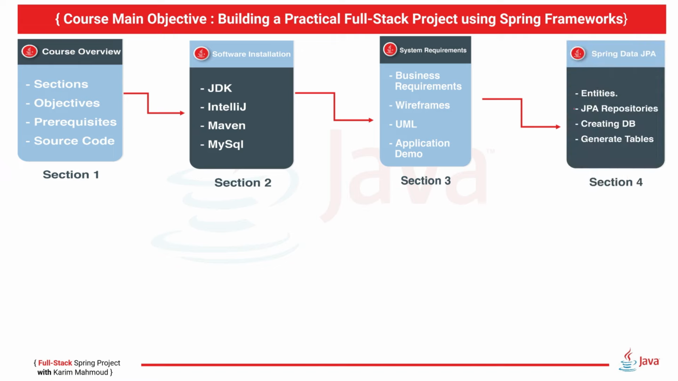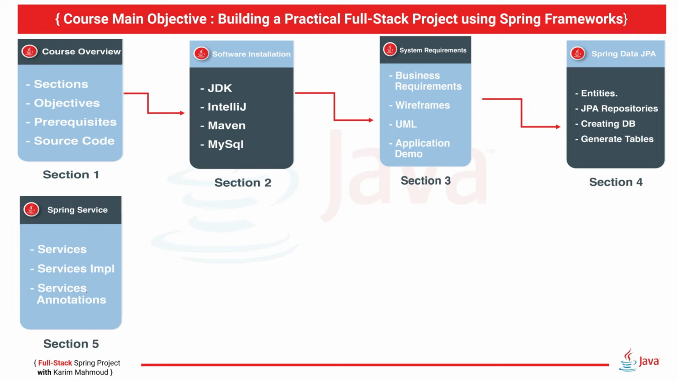Starting with the fourth section, we'll begin the implementation of the model layer, or the database layer, using Spring Data JPA, and we'll build the entities, JPA repository, and generate the tables using Spring JPA. In the fifth section, we'll build the business layer using the Spring Service, and we'll perform the service implementation to be able to implement the business layer.